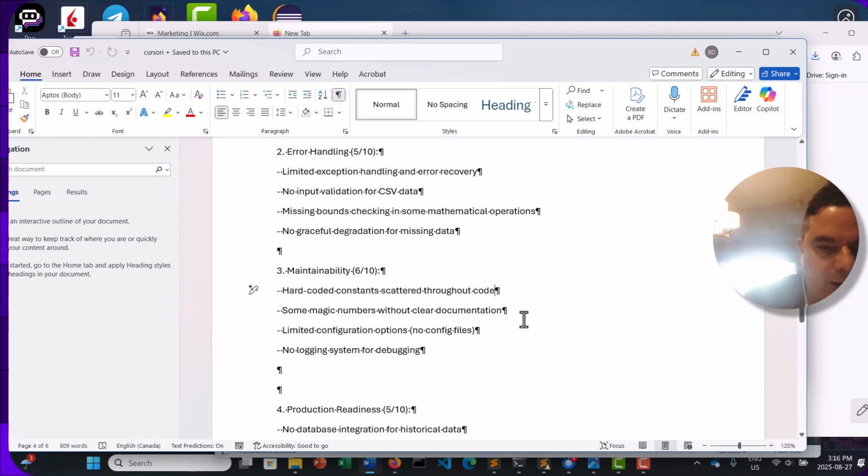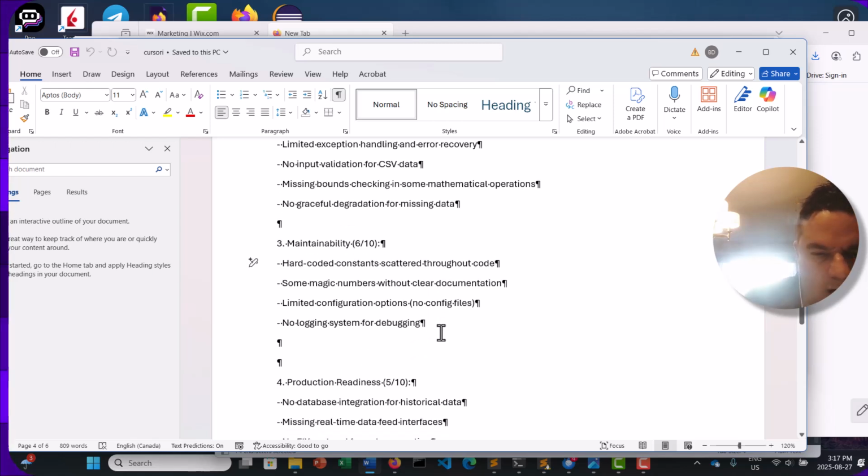Because let's face it, there are different coding styles. I've basically coded in the same style since the late 80s, C, and it still does it that way. And that's the way I like it. If you're a recent grad or a grad in the last 20, 30 years, you're not going to code like that because you're going to use something called object oriented programming, and it just bloats and complicates the code. More importantly, I'm more about sequential coding. Some magic numbers without clear documentation, limited configuration options, no logging system for debugging. I could add this as part of my prompting, but I keep it raw.